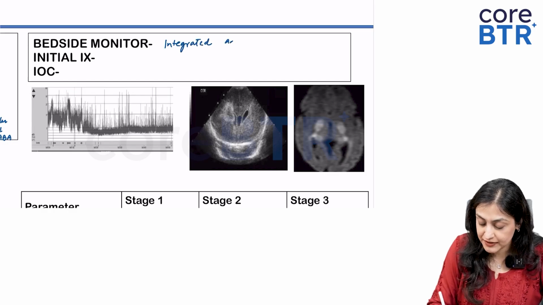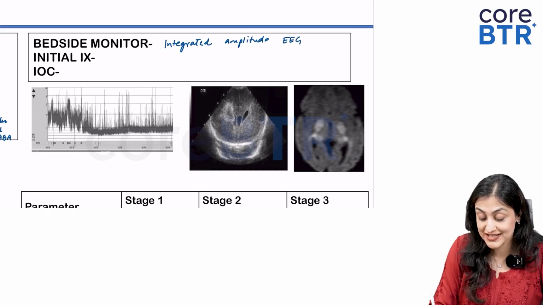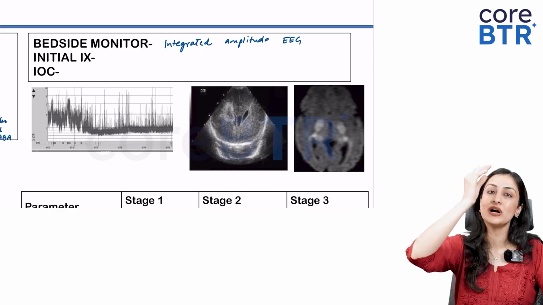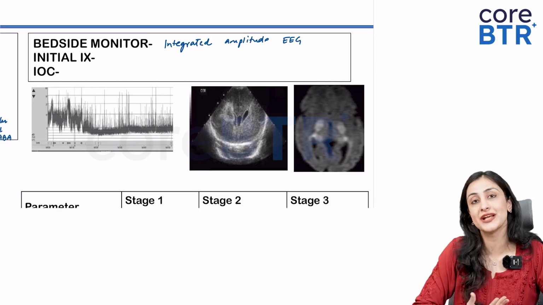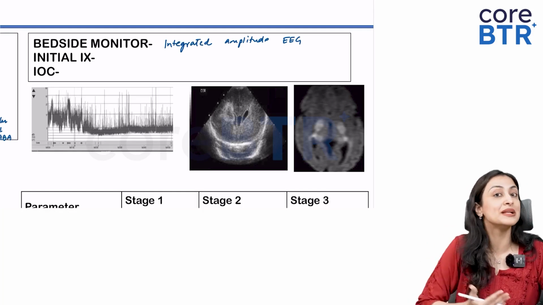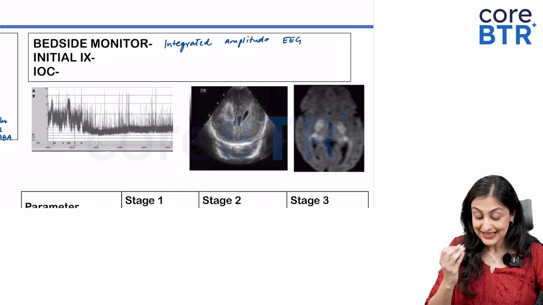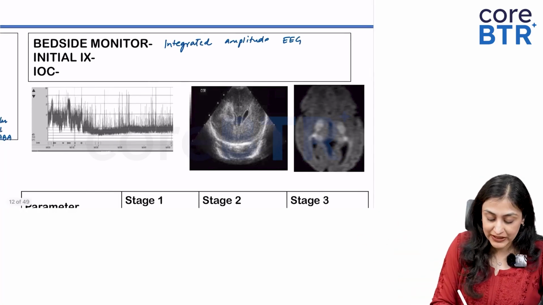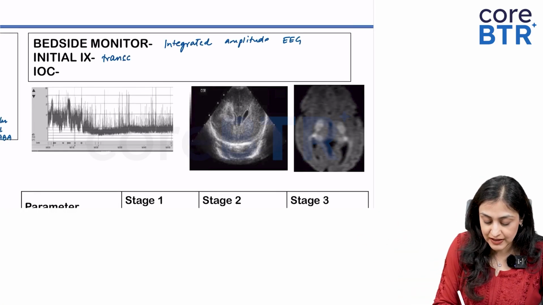So unlike other EEGs where we need multiple scalp electrodes, this is an integrated EEG. Just one frontal electrode is needed. That's why it can be done as a bedside assessment to see whether there are epileptiform discharges or not. Then to investigate HIE, very important, what we do initially is a transcranial ultrasound.